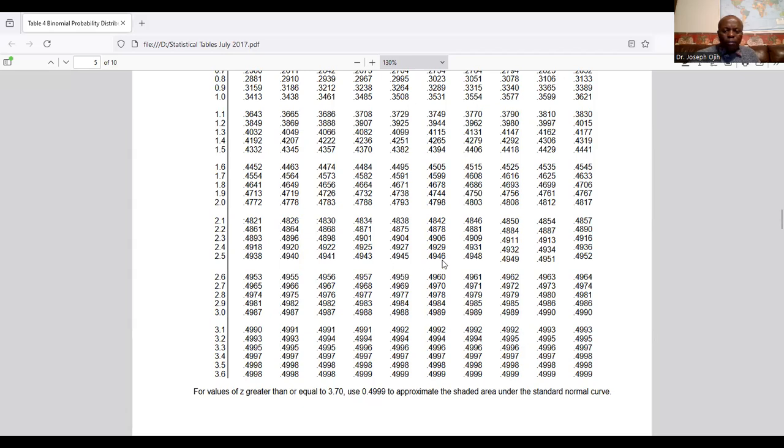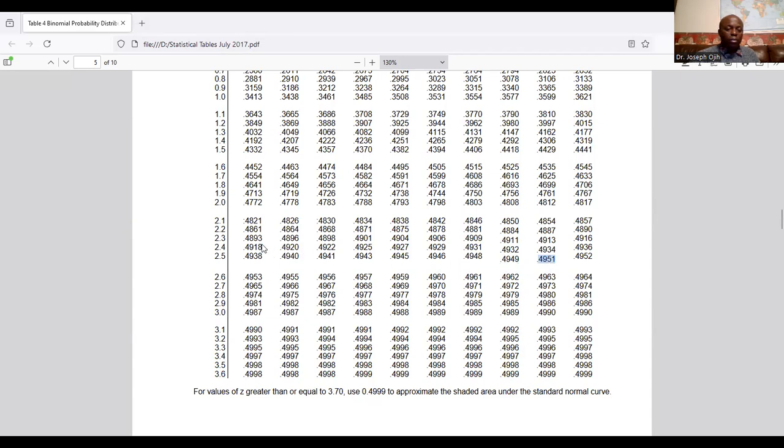I say 4949 and 4951. Both of them are equally close. This one is 1 point away. This one is also 1 point away. So when they're like that, like I did in the previous example, choose the bigger of the two, which is this one right here, 4951.